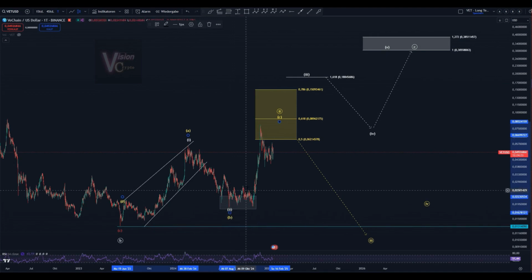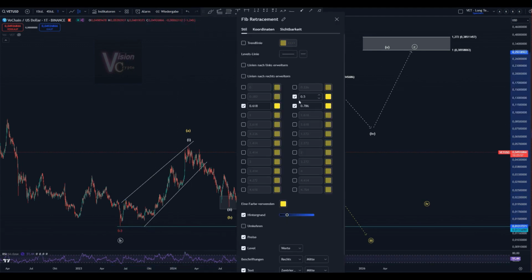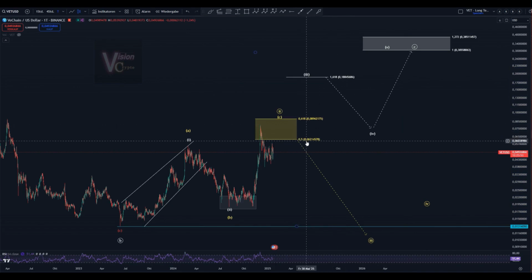And if we first follow this yellow count further, here we have a trend reversal area leading to a higher wave 2, which could lead us to a strong sell-off that leads even below the bear market low that we had in 2023. The normal target for this wave 2 is between the 0.5 and 0.6 Fibonacci levels, which means roughly between 6 and 9 cents.